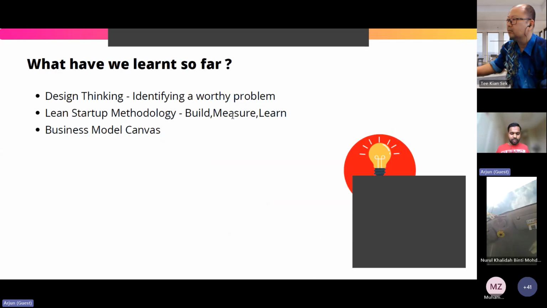So just a very small recap of what we have learned before, since it's some time now since we all met. We started off with design thinking, then we learned about the lean startup method, and then the business model canvas. The very first thing, whether you are going to do a startup or go to a company to work, is to identify what products to even build.